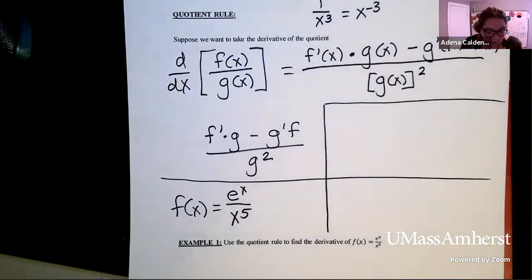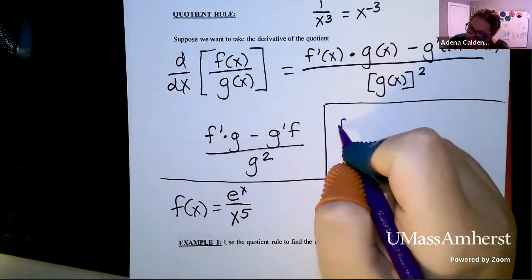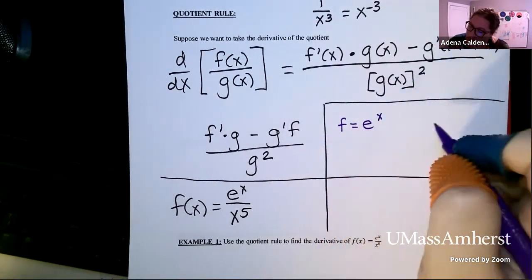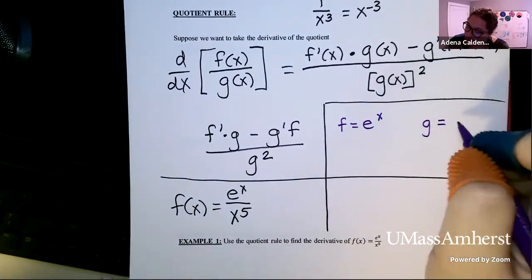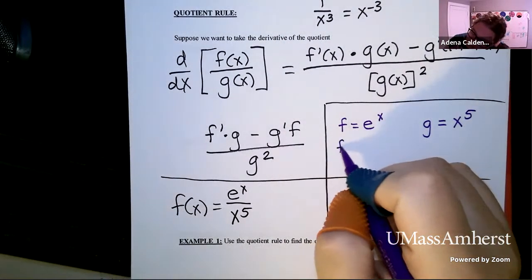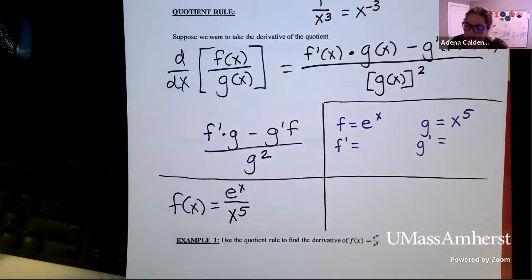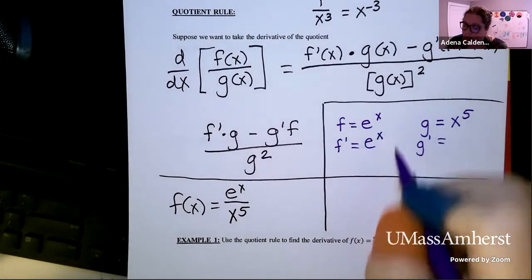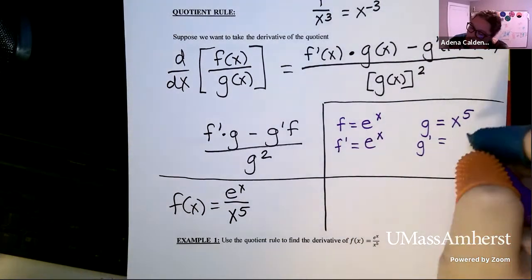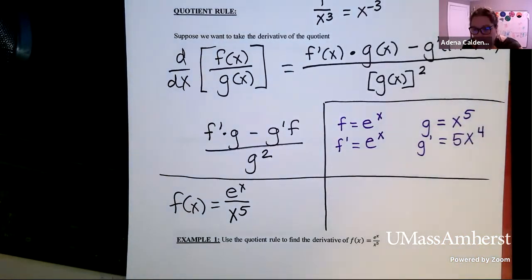Okay, so again, when we do the quotient rule, we're going to pick our top function to be our f in our side work. So my f here is e to the x, and my g here is x to the fifth. So once I've separated the top and the bottom, I want to find each of their respective derivatives. So we know that the derivative of e to the x is e to the x. The derivative of x to the fifth is 5x to the fourth.